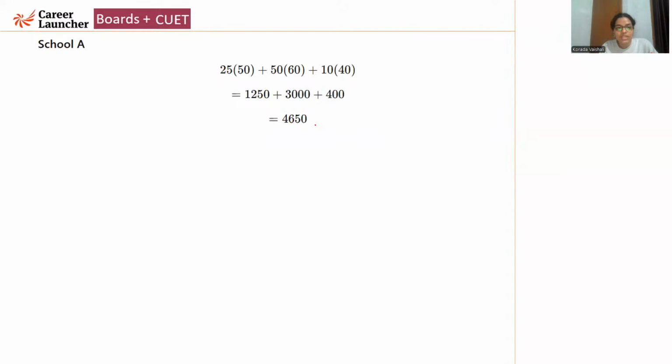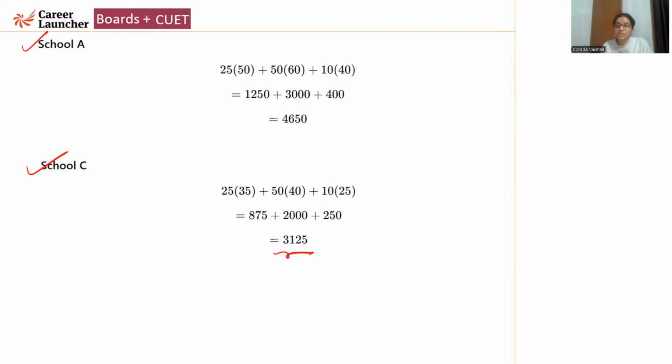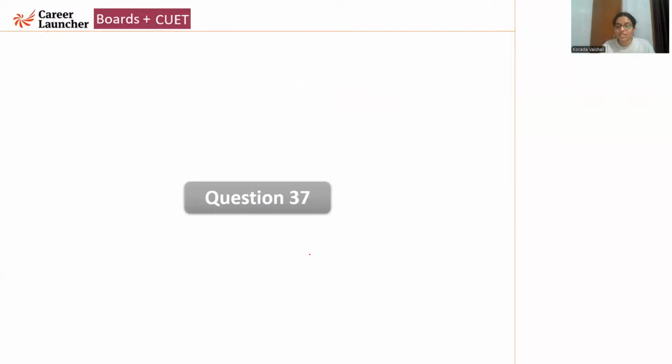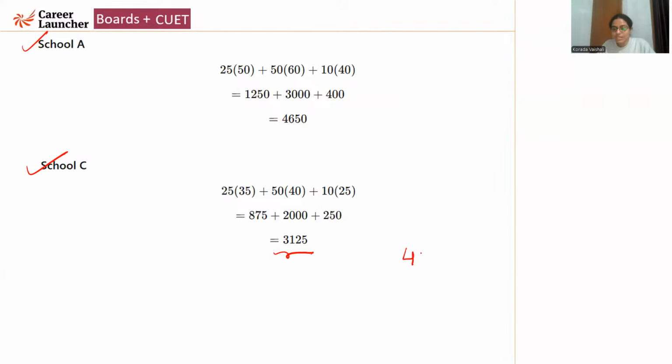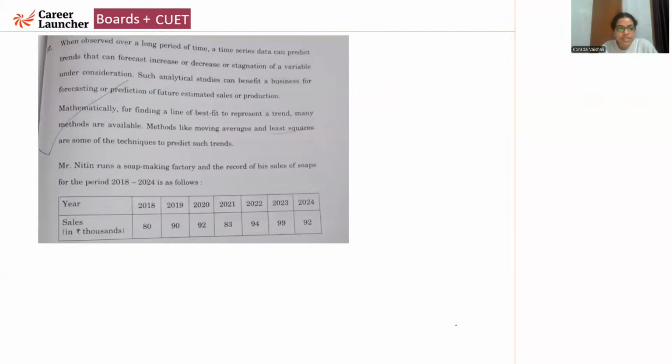Now coming to the next one. School A and C का मुझे combine बताना है. So first of all, calculating school A का cumulative value, which is 4650. And now for school C, it is approximately 3125 because मुझे add करके बताना है. So how much is it going to be? Let's add and see. So it is going to be 7775. So ये आंसर रहेगा next part. So this completes the question and let's move on to question number 37.